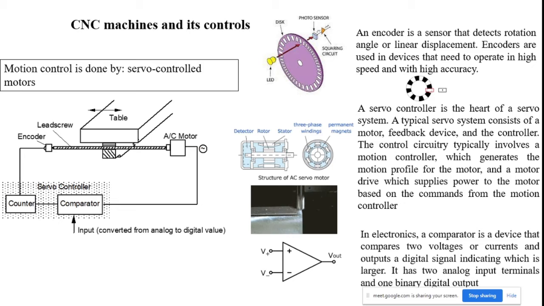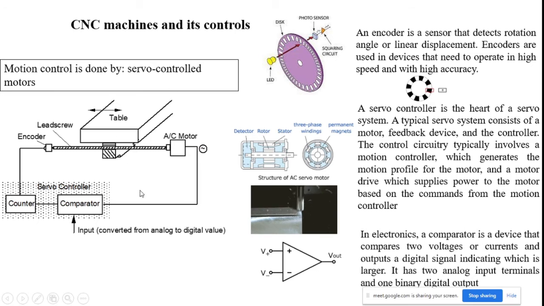But in a CNC machine, how can we control the machine? Yes, the machine motions are controlled by the utilization of servo motors. By utilization of servo motors, we should be aware of three things: one is the encoder, another one is the servo controller, and then the comparator. These three things are important.